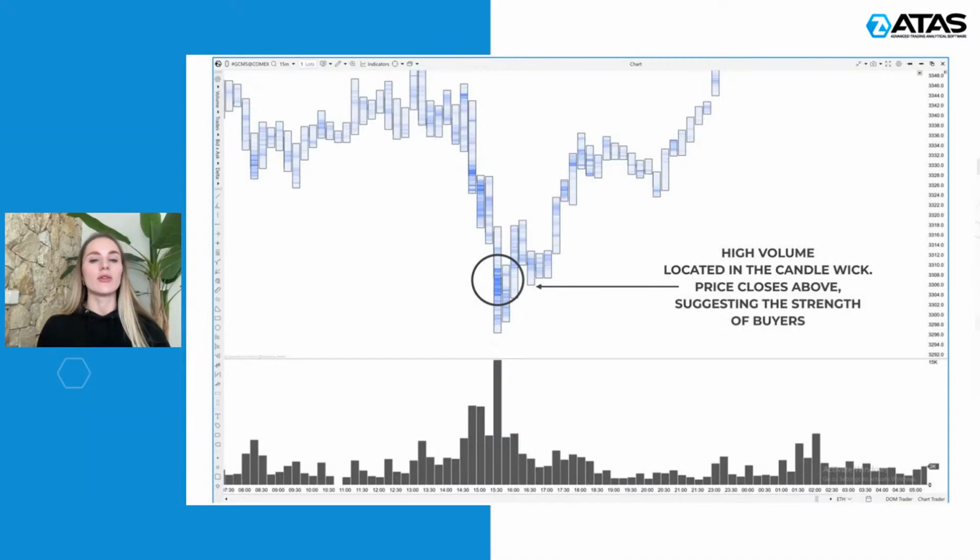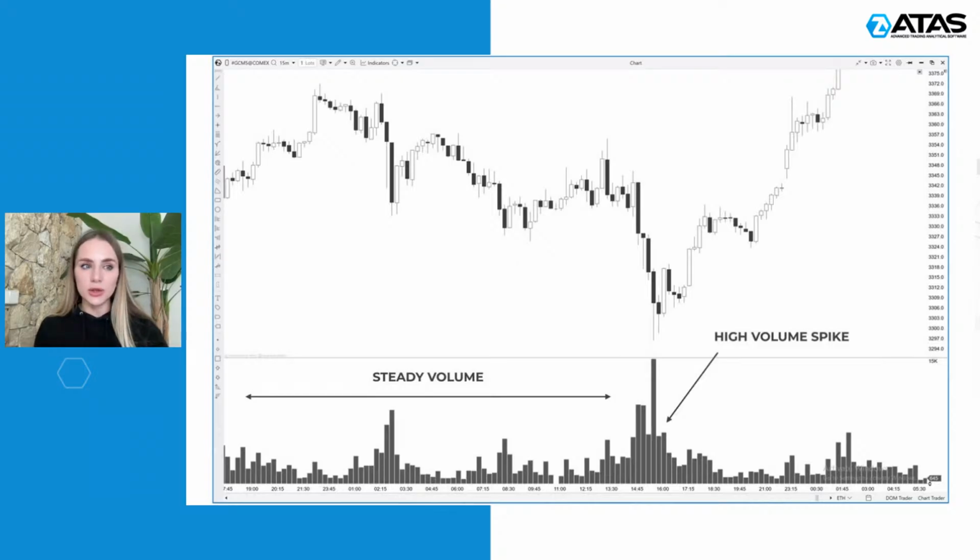Now, of course, again, volume alone, like in this view, isn't a guaranteed reversal signal. It's just an early clue for you to take your attention and turn it to this specific situation in the market.